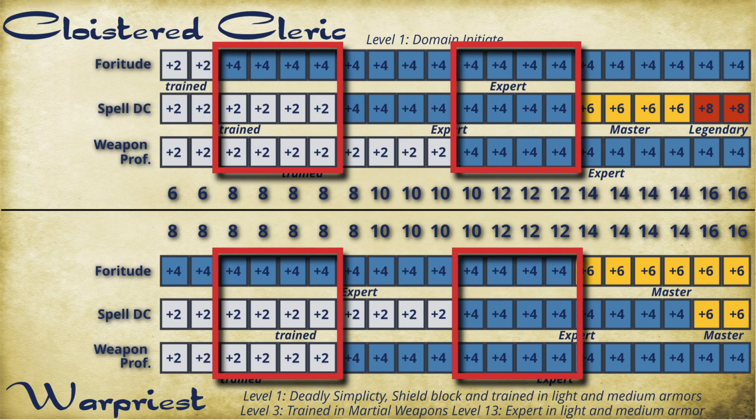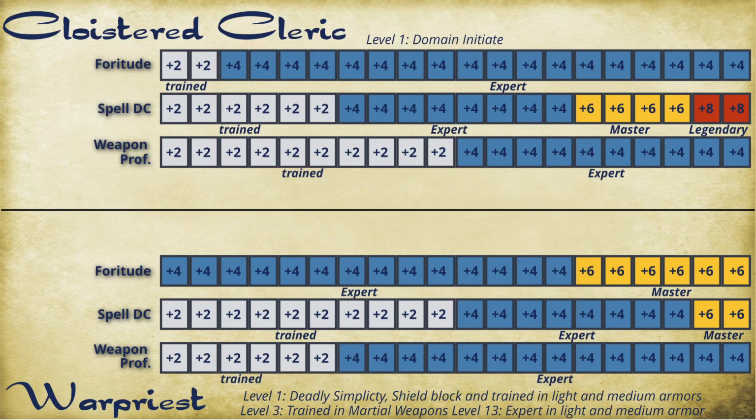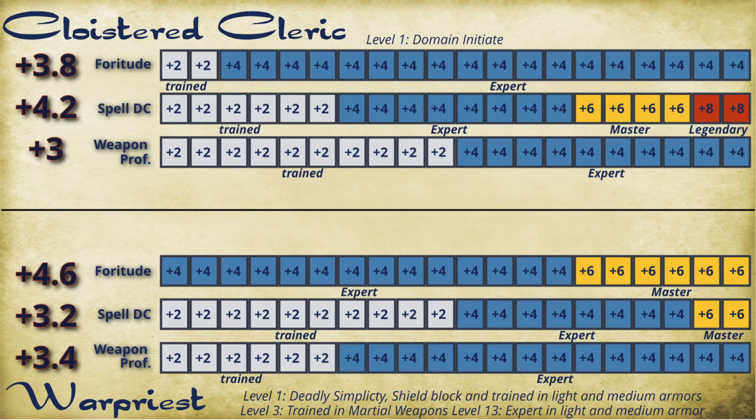Just pointing that out. For the most part, these doctrines are pretty much what you would expect just from reading their description. The Cloistered Cleric is a spellcasting cleric, and the Warpriest is a warrior type of cleric. However, let's see if that's actually true. If we compare the average bonuses here, add this all up, and divide by 20, this shows us what these doctrines are good at throughout the leveling process, where they're highest at.